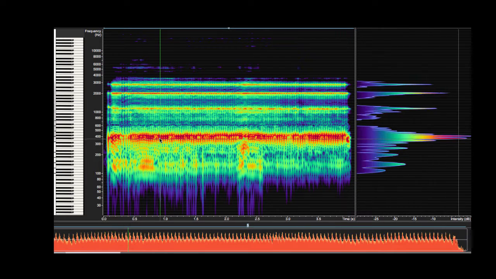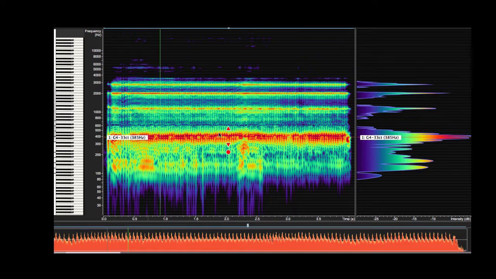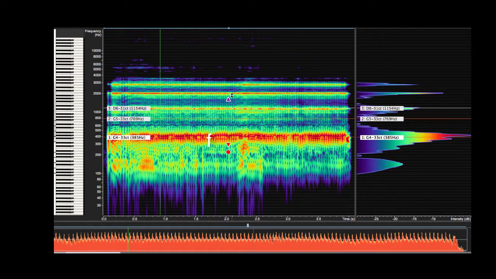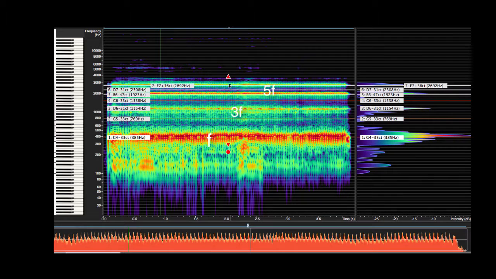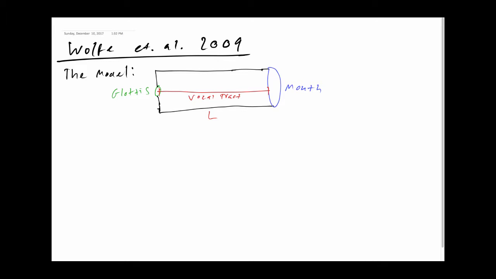And furthermore, these definitely aren't the harmonics of a note being sung, but they do seem harmonically related. For example, if this could be considered a fundamental, then this lines up well with 1F, 3F, 5F, 7F. So we have the odd harmonics of a note? What's going on? The following argument for why this is follows a paper by Wolfe et al., which was published in 2009.